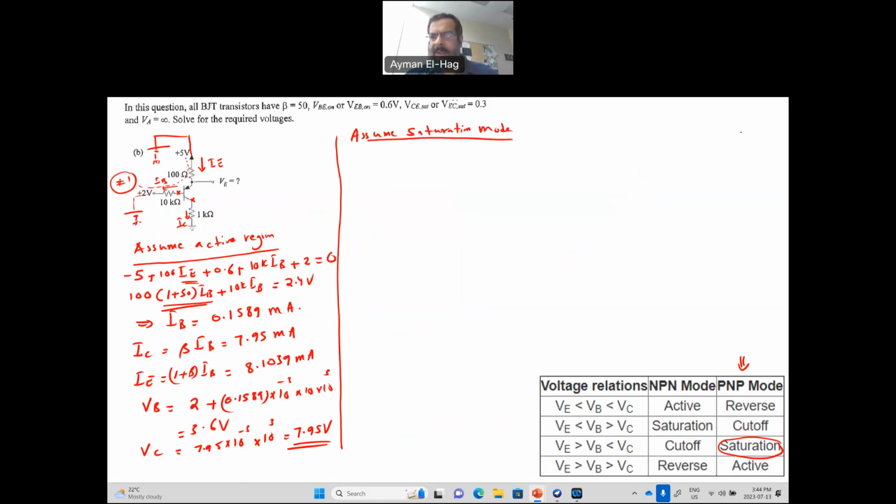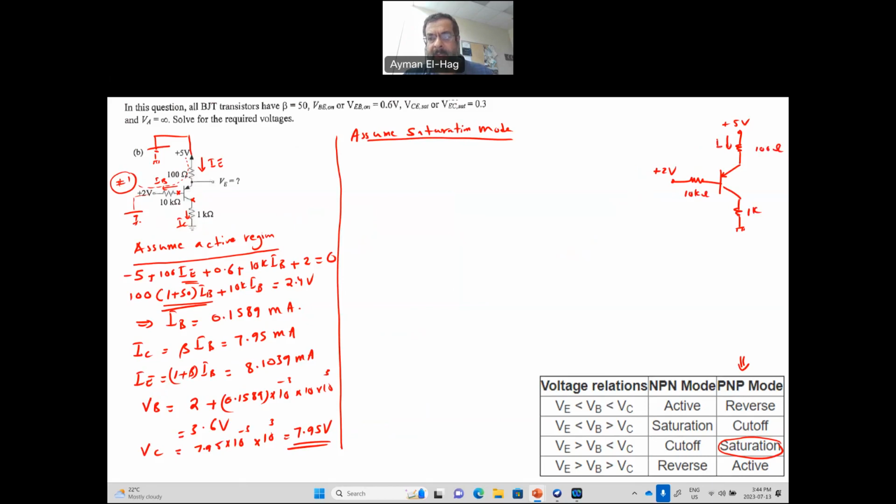Okay, let me just redraw the circuit now so that we can work on it. So this is my transistor here. Now the formulas of beta are not applicable anymore. This is plus 2 volt, and this is plus 5 volt. This is 100 ohm, this is 1 kilo, and this is 10 kilo ohm.